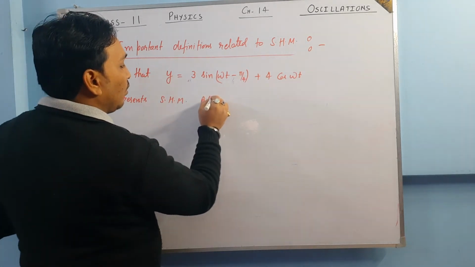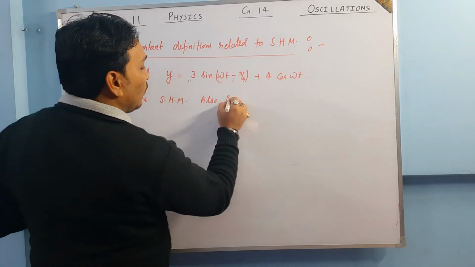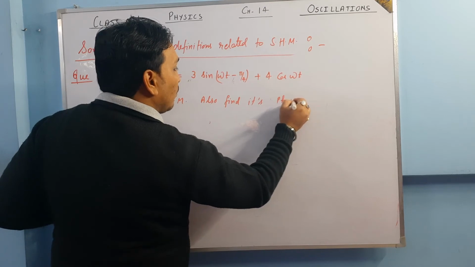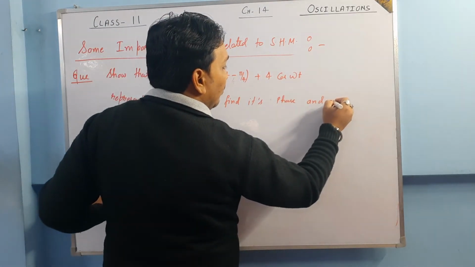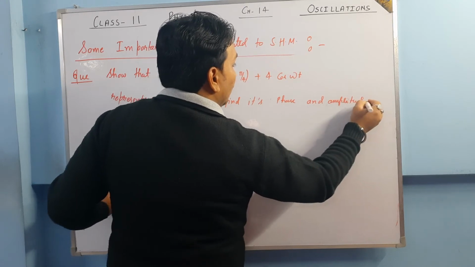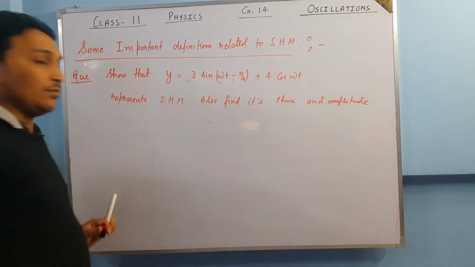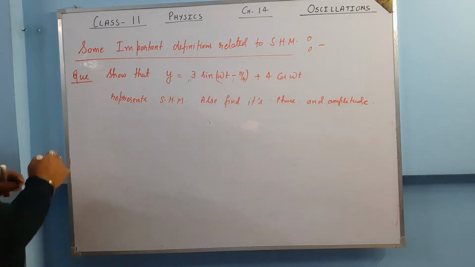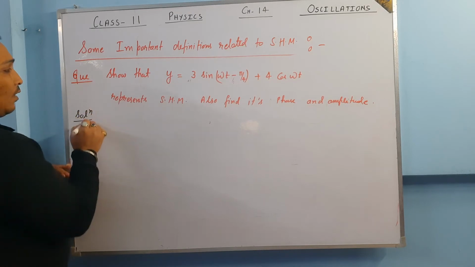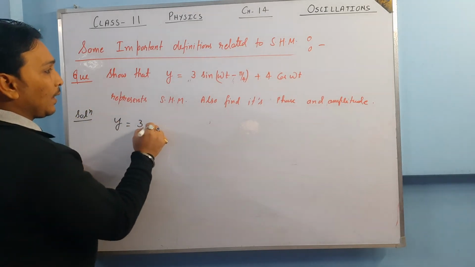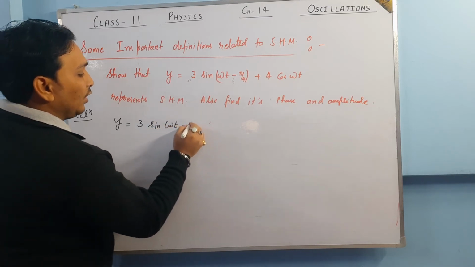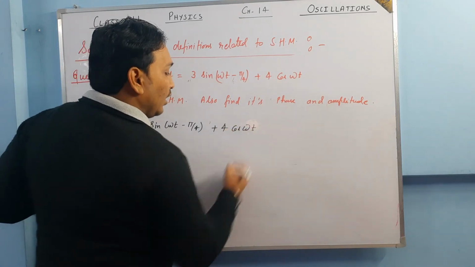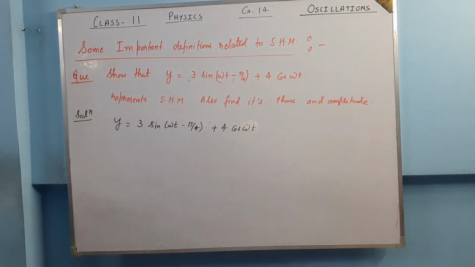Also find its phase and amplitude. This is a question which comes in competitions also. So what are we going to have as the solution? We are going to have y is equal to 3 sin(omega t minus pi by 4) plus 4 cos omega t.